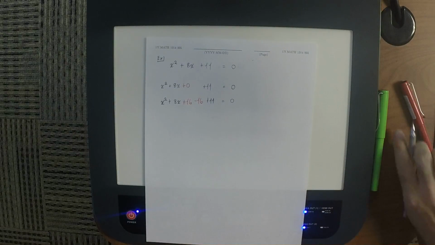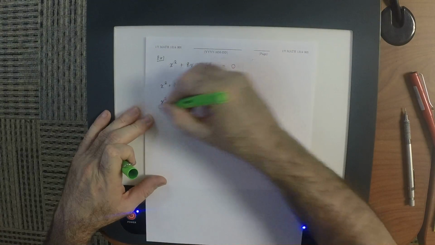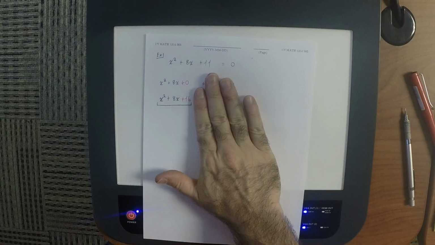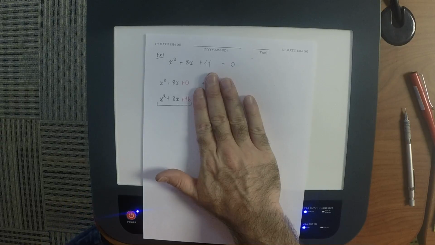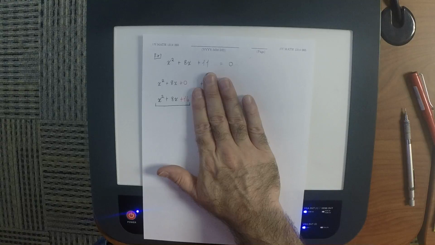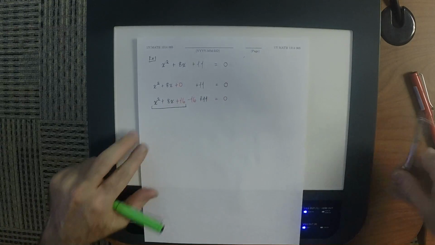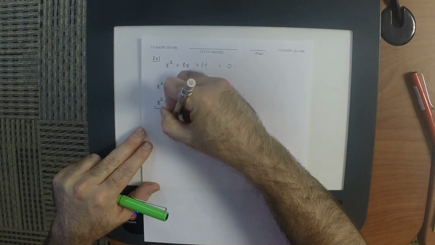Now, these first 3 terms, ignore the other ones for a moment. Please observe that those 3 terms factor. How did they factor? 2 numbers whose product is 16 and whose sum is 8. 4 and 4, right? So these terms would become x plus 4 all squared.